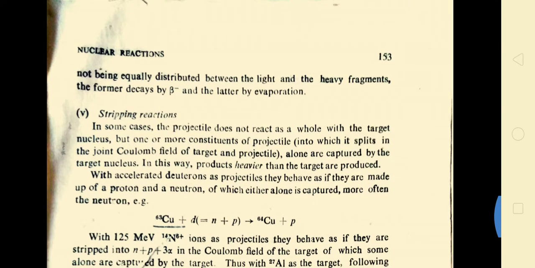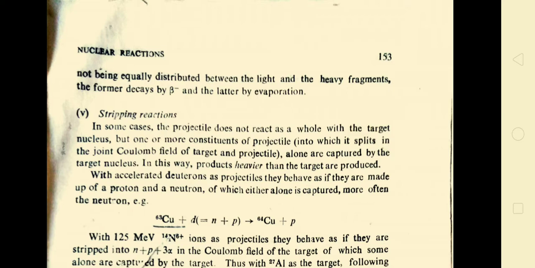And the fifth one is the stripping reaction. Stripping reaction means a projectile does not react as a whole with the target nucleus, but one or more constituents of the projectile alone are captured by the target nucleus. In this way, products heavier than the target are produced.